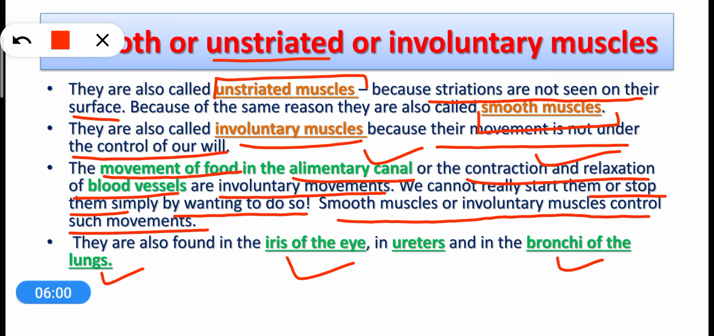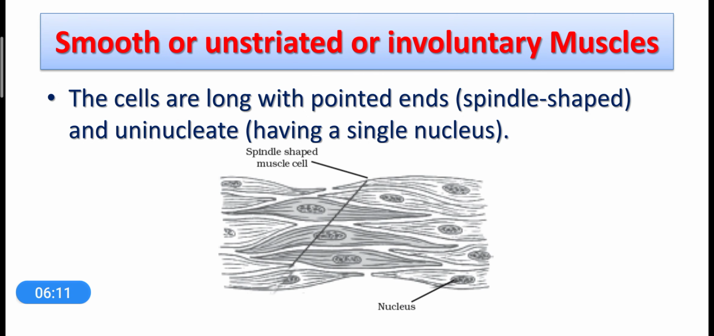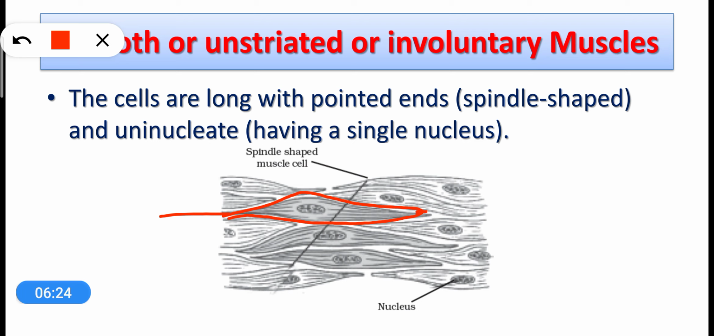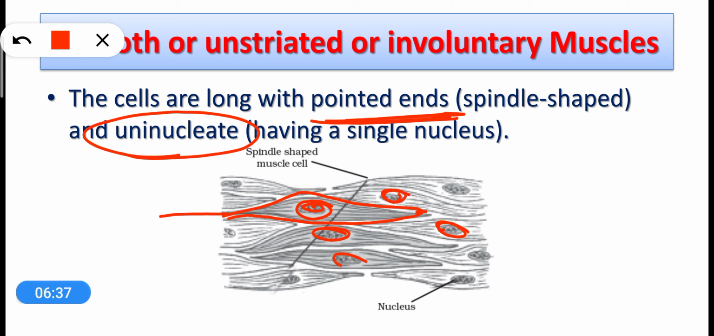So dear students, smooth muscles are involuntary muscles because their movement cannot be controlled, and they are called unstriated muscles because no striations are visible on their surface. Now the structural features of smooth or unstriated muscles: the cells of smooth muscles are spindle shaped, meaning they are pointed or narrow at the ends, and they are uninucleated, meaning every cell contains only one nucleus. Here you can see every cell contains only one nucleus.